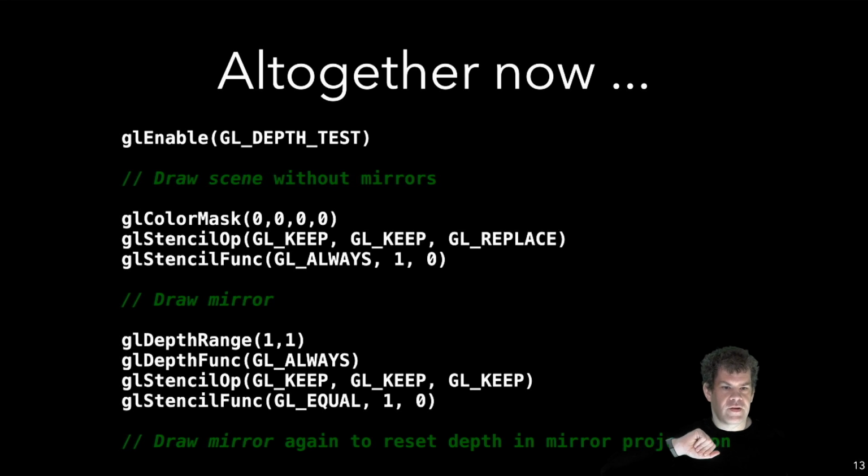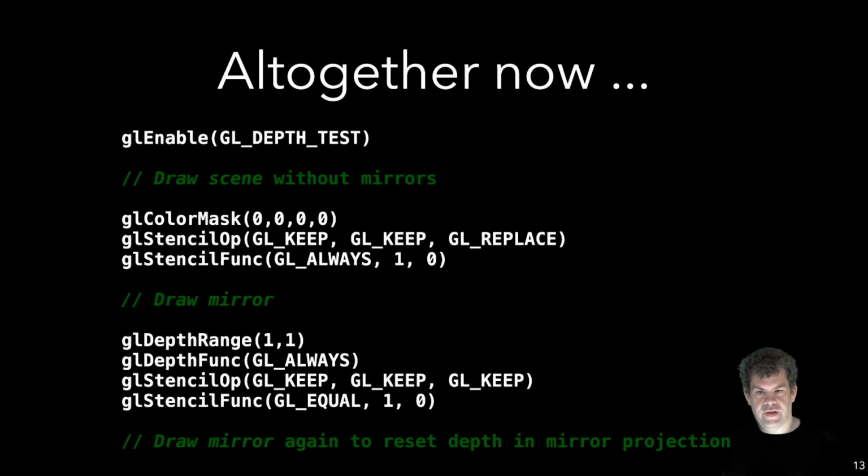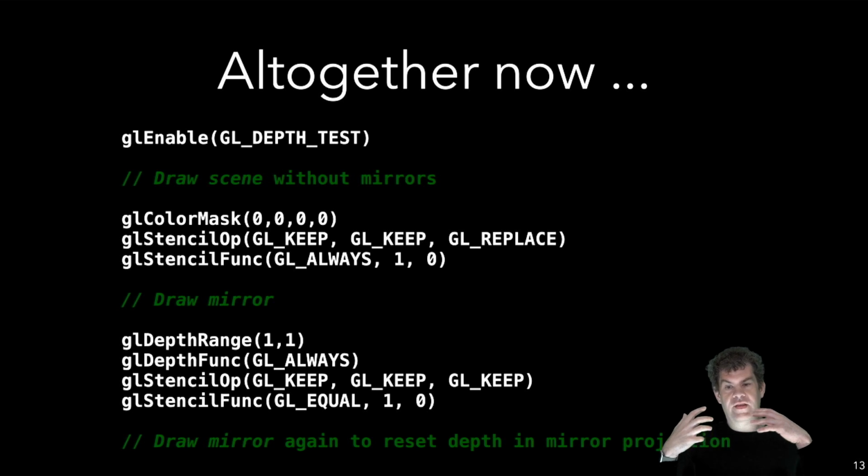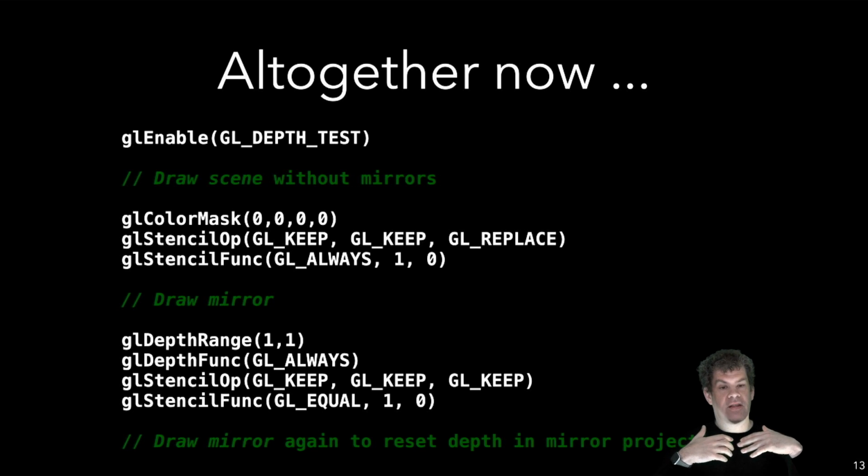Never mind the keeps here. That's what happens if a test fails. Let's just focus on that replace for a second. We want to replace the stencil buffer by 1. That's what the next parameter, glStencilFunc, says. Then I draw the mirror. Since I say always, there's no chance for the stencil test to fail, so that effectively doesn't change anything about the color, but it changes the stencil value to 1 wherever the mirror was drawn. And everything else is still 0.